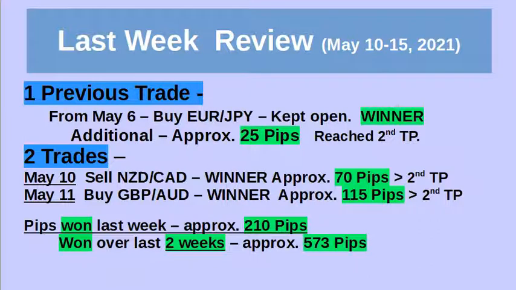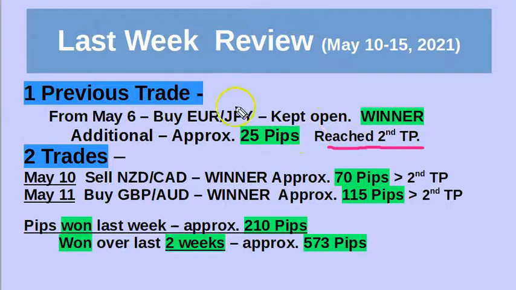We're going to look at the charts in just a second for our entries and what happened to the trades. First of all, I do want to mention I have one previous trade that was held over from the previous week. It was held over from May the 6th, and this was the buy Euro JPY, Japanese yen. It was kept open, and it ended up becoming a further winner, and we did add an additional 25 pips. You can see that right here, when it reached the second take profit level.